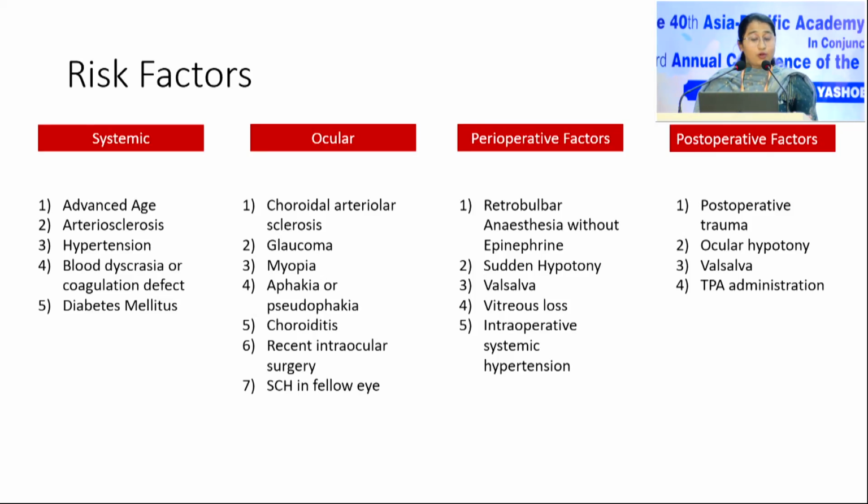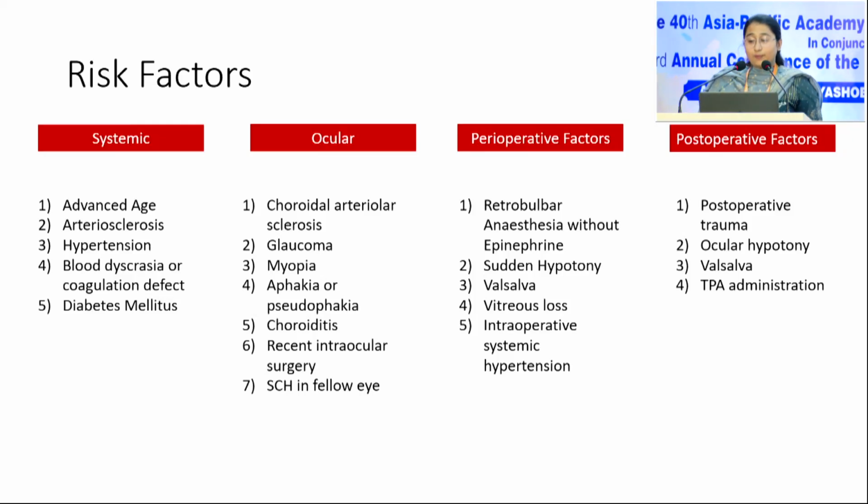When I talk about ocular factors, there could be choroidal arteriosclerosis, glaucoma because of IOP fluctuations, and myopia, because the scleral rigidity is lower, so fluctuations can lead to rupture of the blood vessel wall. Others include aphakia and pseudophakia, choroiditis, recent intraocular surgery, and history of suprachoroidal hemorrhage in the other eye.